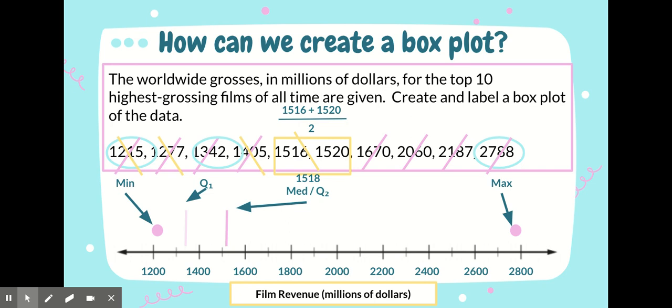Then we're going to do the same thing on the upper half. So I'm using 1520 since I didn't use that. It's not the median. Crossing out. Our middle of the upper half is 2060. That's our Q3. I'm going to add that to my number line by putting a vertical line. To finish off our box plot, we have a box, and then we extend the whiskers to both sides.